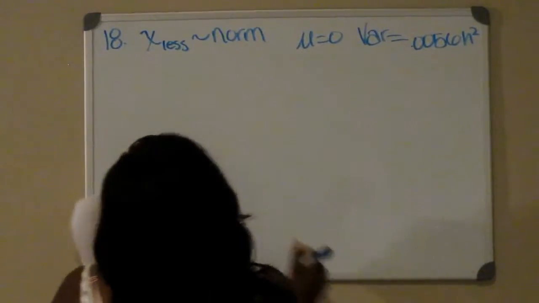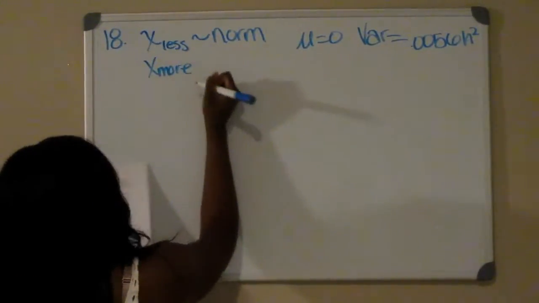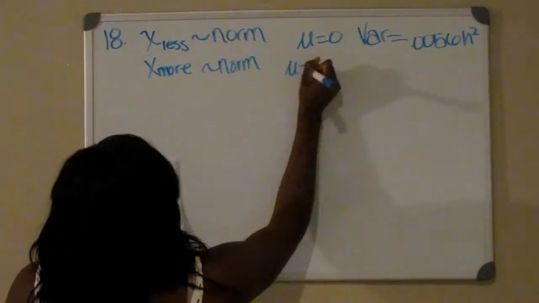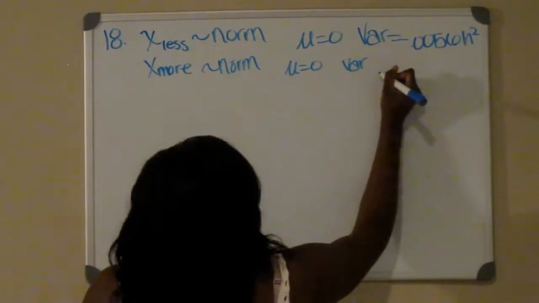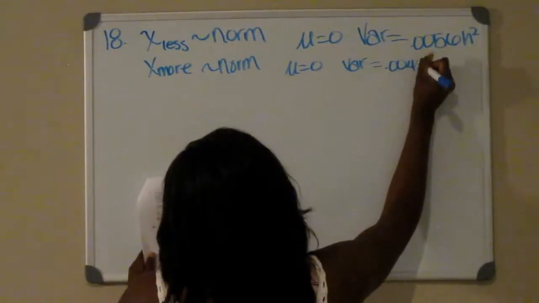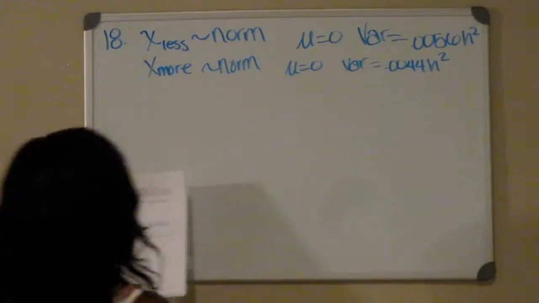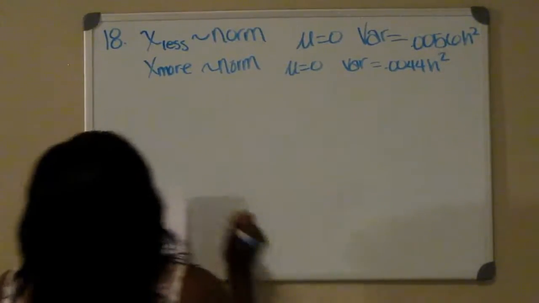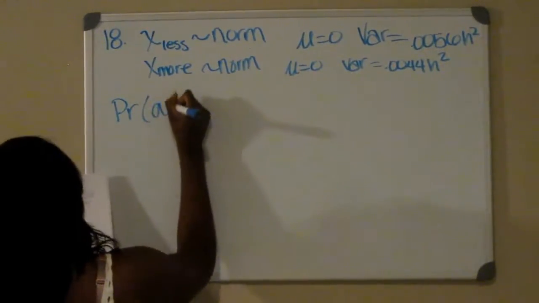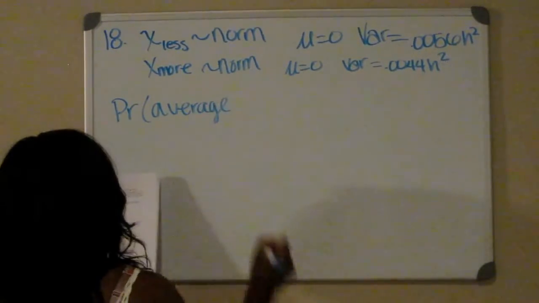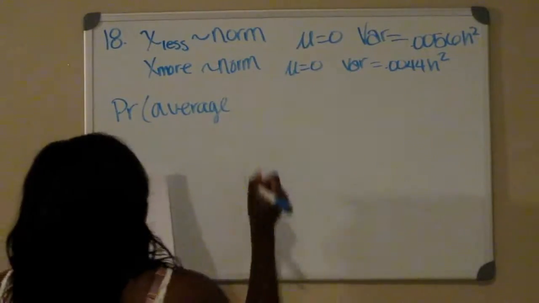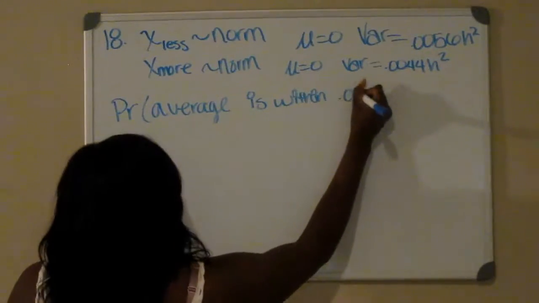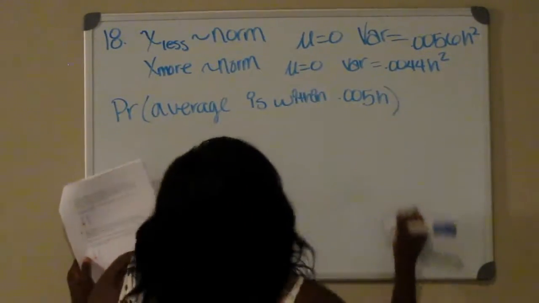Alright, the error made by the more accurate, let's say X of more, which I'll probably turn to X of m, is also normal. Couldn't have guessed that. With a mean of 0 and standard deviation of 0.0044h squared. The error made from the two instruments are independent of each other. Calculate the probability that the average value of the two measuring instruments is within 0.005h of the height of the tower.